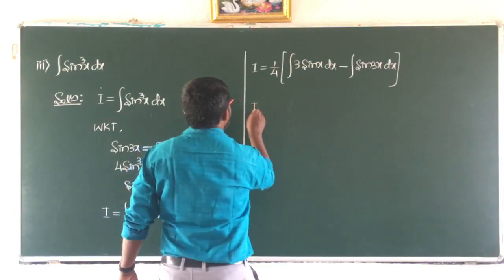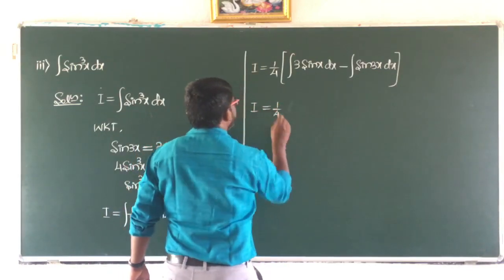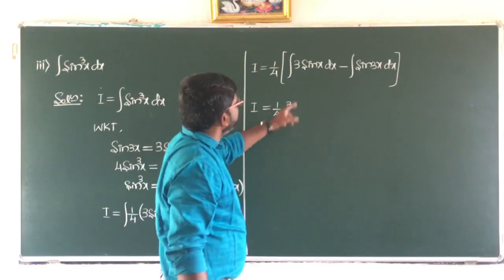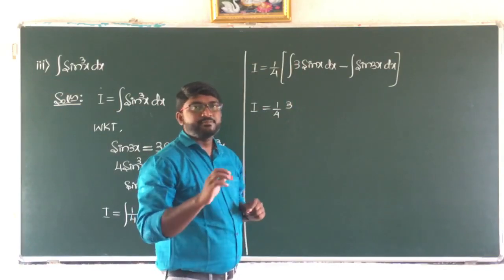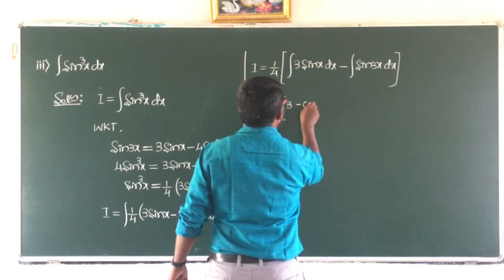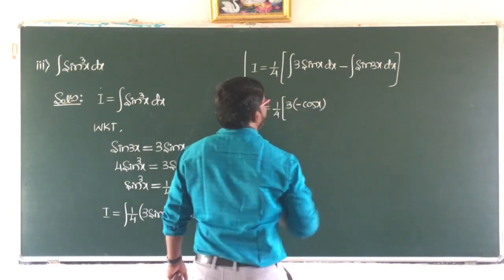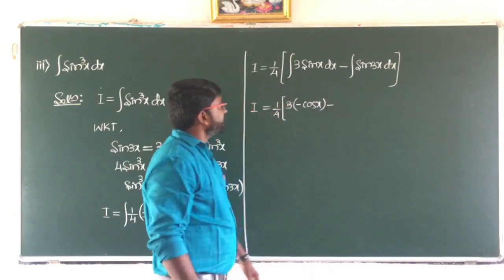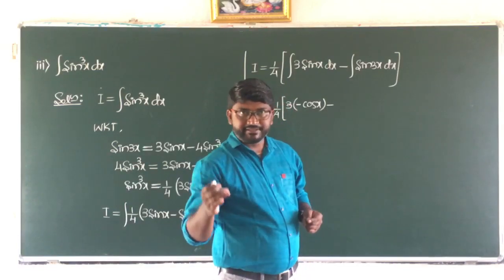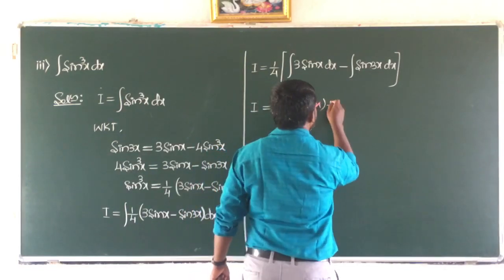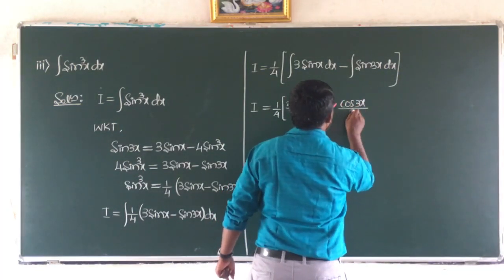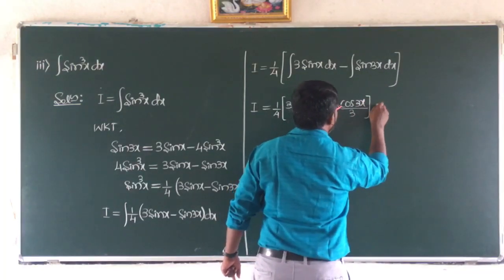So I which is equals to 1 by 4, write it as it is, then here 3 is a constant, write it as it is, then what is integration of sin x? It is minus cos x, then minus, what is integration of sin 3x now? So integration of sin 3x will be minus cos 3x by 3. So minus into minus it becomes plus cos 3x divided by 3, close the bracket, plus c.